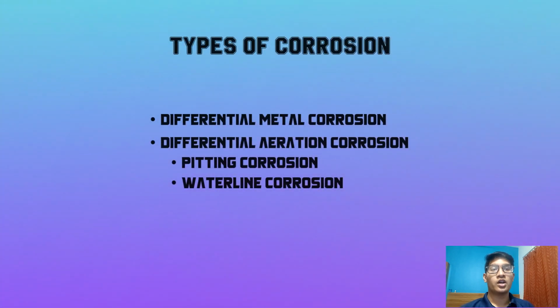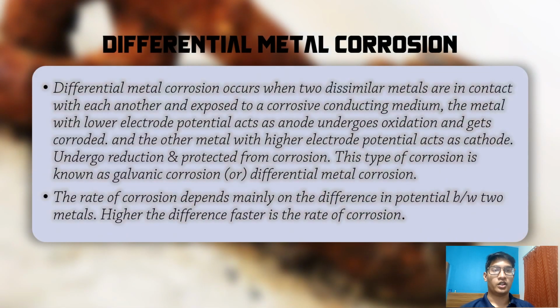Now moving on, types of corrosion: differential metal corrosion, differential aeration corrosion, pitting corrosion, waterline corrosion. These two are the part of differential aeration corrosion. First, let's discuss differential metal corrosion.